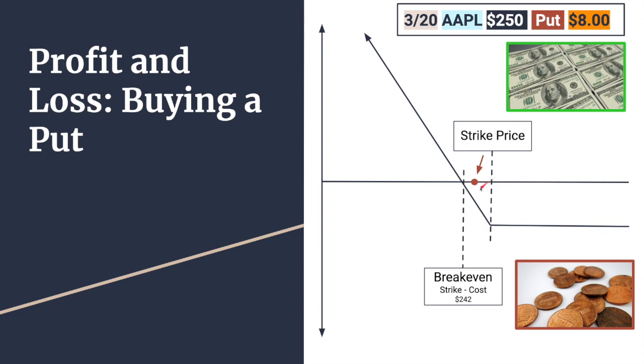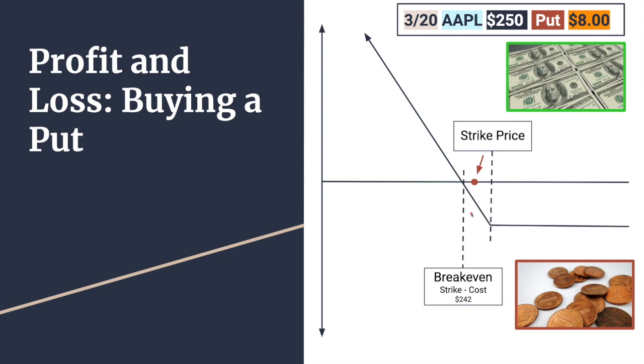For a put, this makes sense for a break-even because you're having the ability to sell at $250 and you can just buy at the market price of $242. That would mean that you're buying for $242 and selling for $250, which is an $8 profit. Multiply that by 100 shares and you have an $800 profit, which is the same as the cost of the put. Therefore, you would make no money.